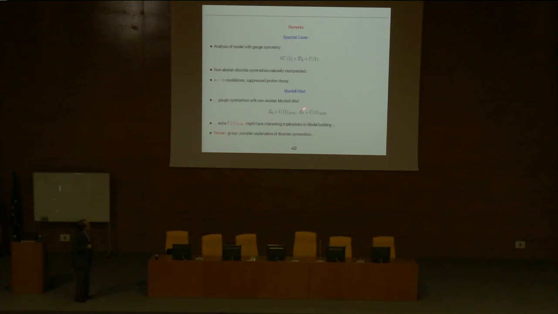So let me now summarize. I have talked about a model which is based on the SU5 GUT group, and also there is some discrete symmetry and a U1 symmetry, and I have stressed that these symmetries are incorporated in a natural way in our theory when we discuss F-theory models. And the imprint somehow of the model is that we have N-N bar oscillations and at the same time suppressed proton decay.